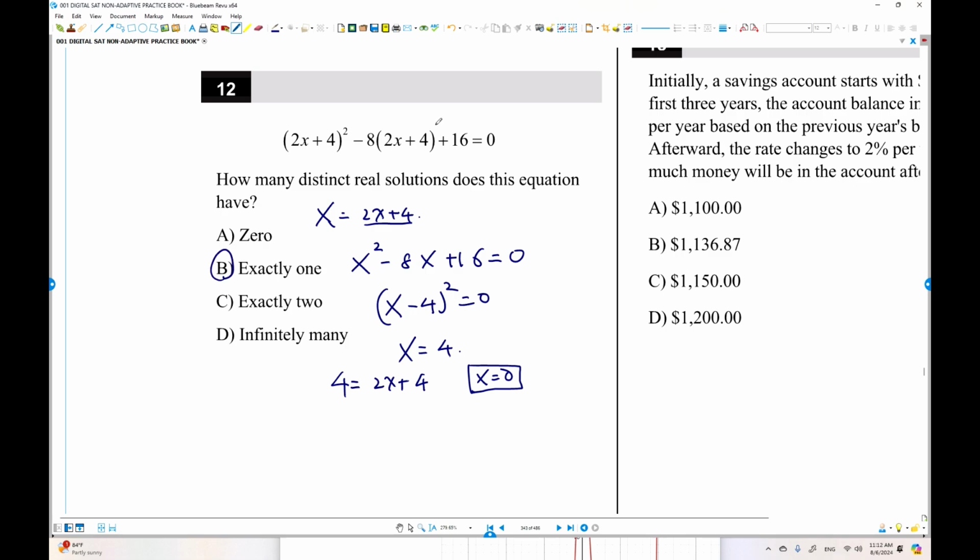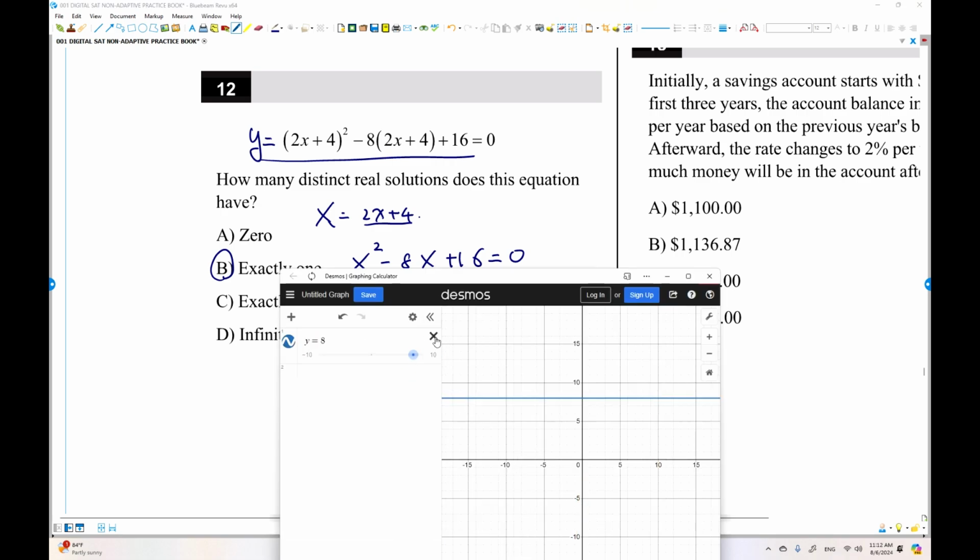Or you can expand everything, it doesn't matter in terms of little x. Or you can use decimals. Graph y equals this one and find out the x-intercept. I'm going to use this graph, using decimals. But it takes time, always. Y equals 2x plus 4 squared minus 2x plus 4 and plus 16. That's the graph over here.